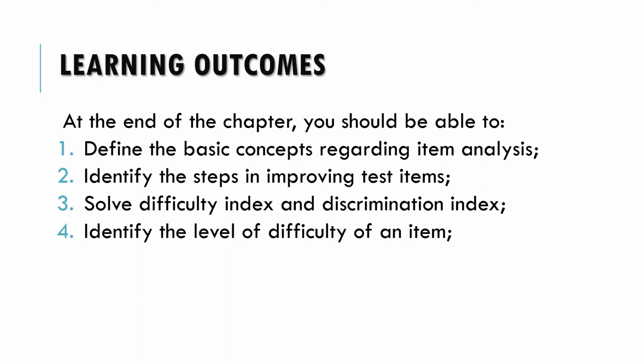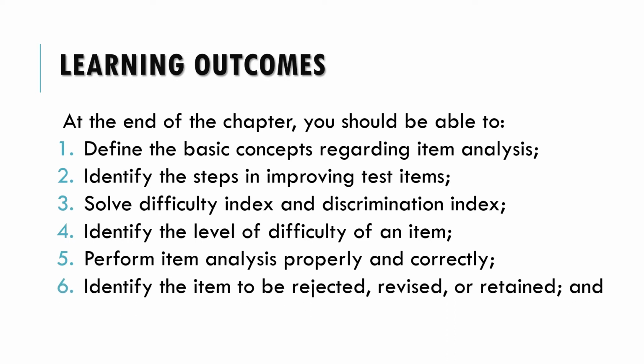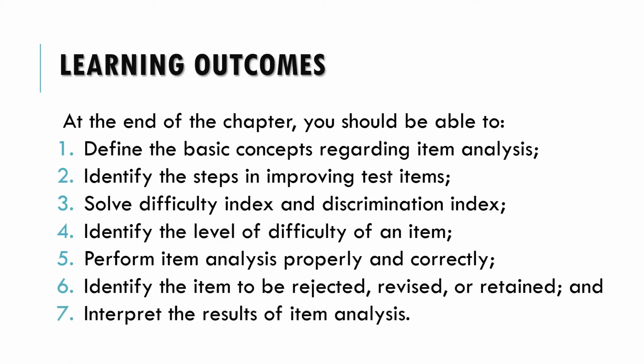Number 4, identify the level of difficulty of an item. Number 5, perform item analysis properly and correctly. Number 6, identify the item to be rejected, revised, and retained, because these are the process of improving your test. If a particular item will be rejected, do we have to revise it or retain the item? And how to know if we are to reject, revise, or retain the item? Of course, we have to understand first the concept of difficulty index and discrimination index. And the last learning outcome would be to interpret the results of item analysis.